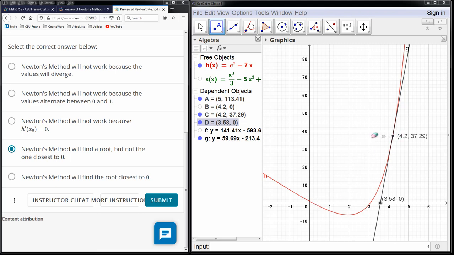So again, Newton's method is awesome, but what I need you to be aware of is that you can't just abuse it. If you want to find a root that's close to 0, make an initial guess that's close to 0. If you guess something way out like 5, yeah, Newton's method might give you bad information.